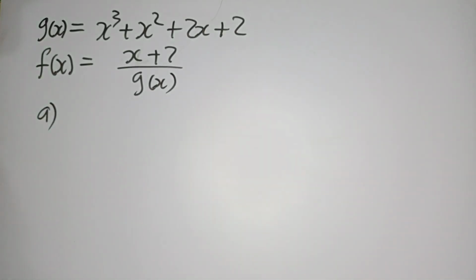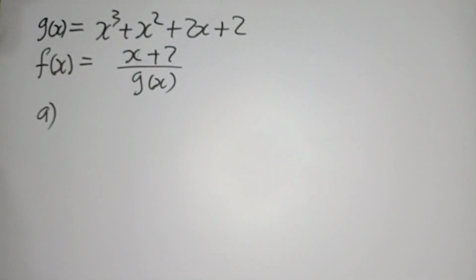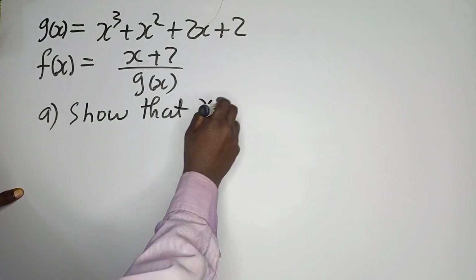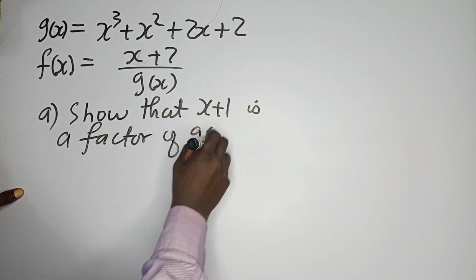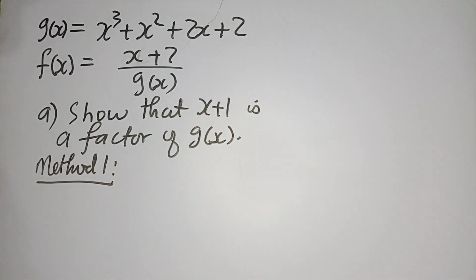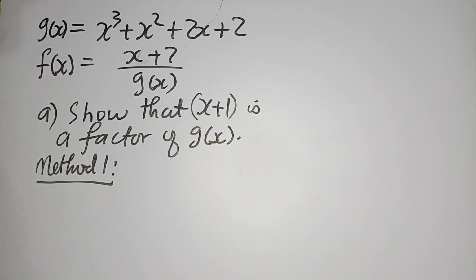The first thing we're asked is to show that x plus 1 is a factor of g of x. G of x is a polynomial of degree 3. All right? So we have to show that x plus 1 is a factor of g of x. There are two methods. Let's take the first method. Method 1 is by Euclidean division. We'll carry out Euclidean division, and if we see that the remainder is 0, then it confirms that x plus 1 is a factor of g of x. If the remainder is not 0, then x plus 1 is not a factor of g of x.